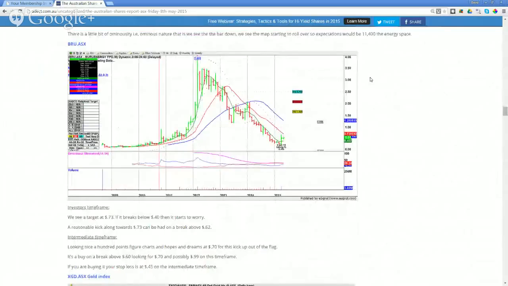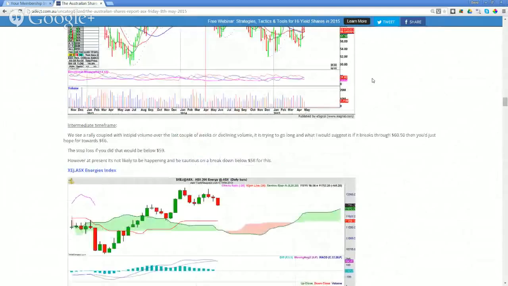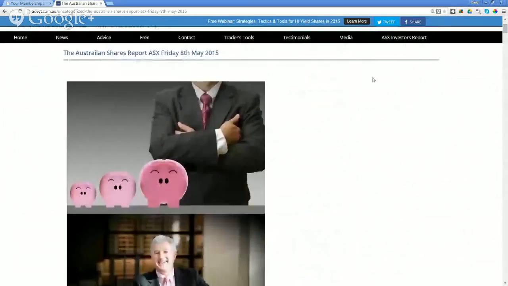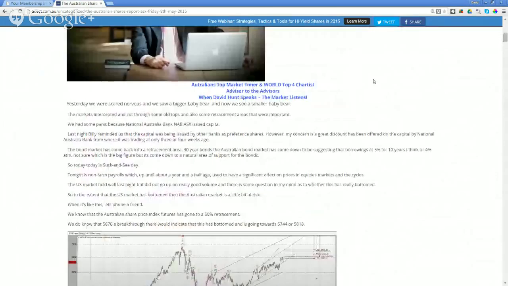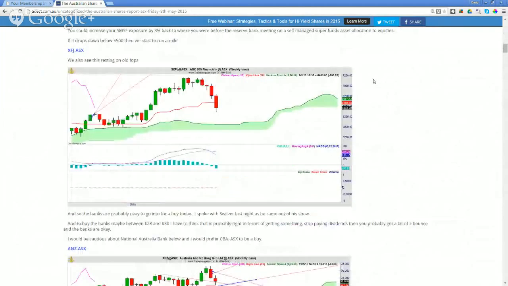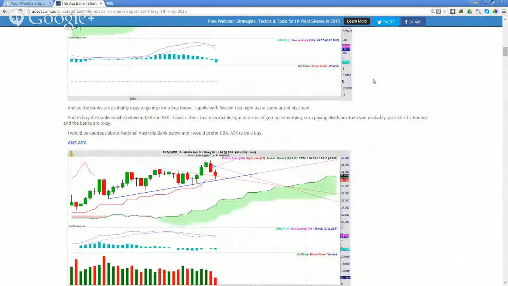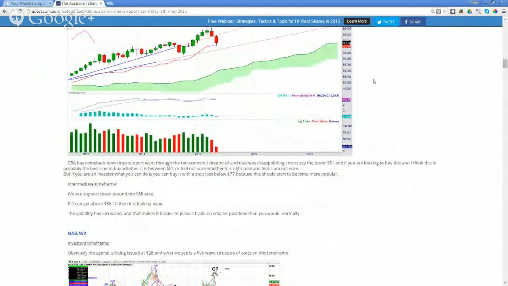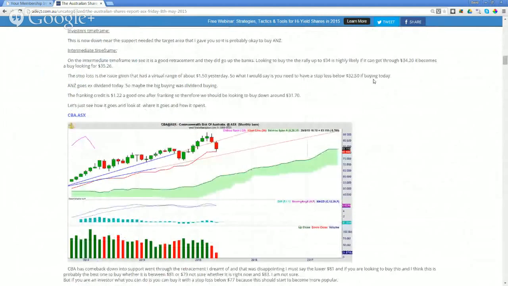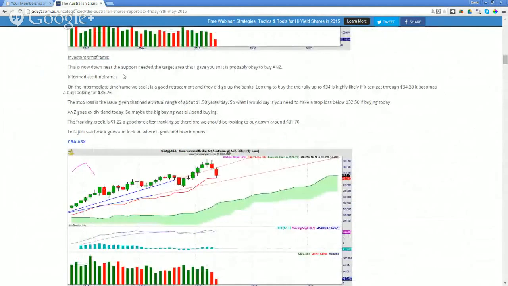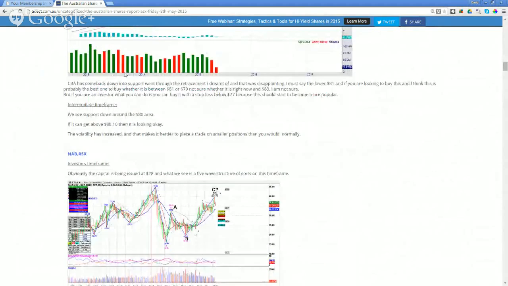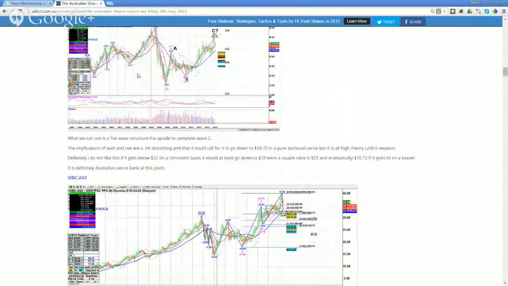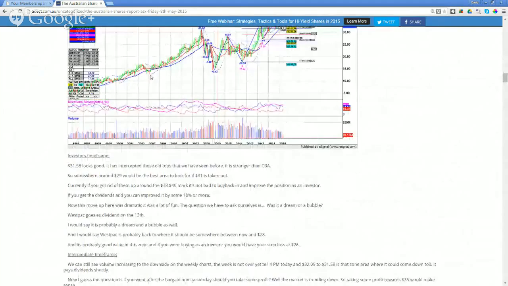Buru Energy. You'll notice that what I do is I cover the major indices, the XFJ, the XJO, the XAO, so the All Ordinaries, the financials, and the ASX 200, and then I generally cover the major banks. And we do it on a long-term time frame, which is a monthly investors time frame, and the intermediate term frame. Sometimes I basically say that the analysis is unchanged. If there is some change, I'll talk about that on the investors time frame.